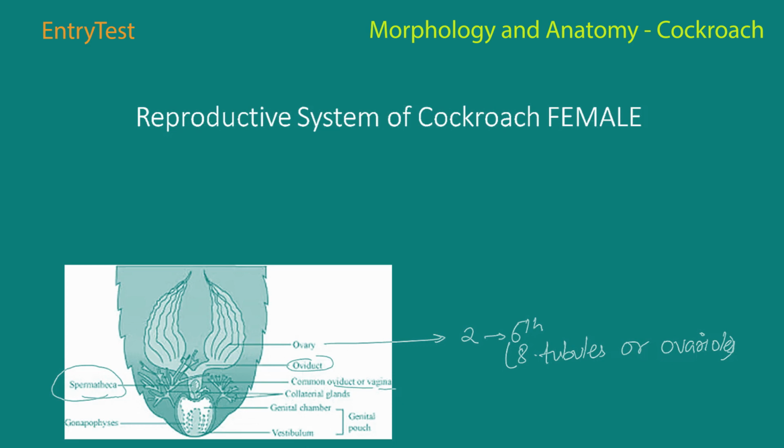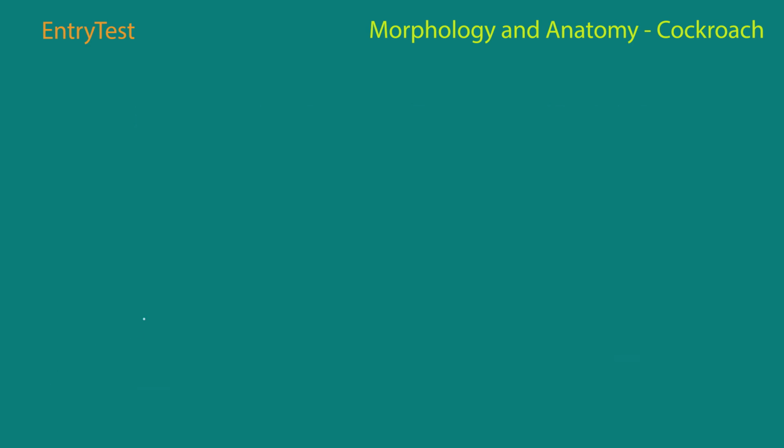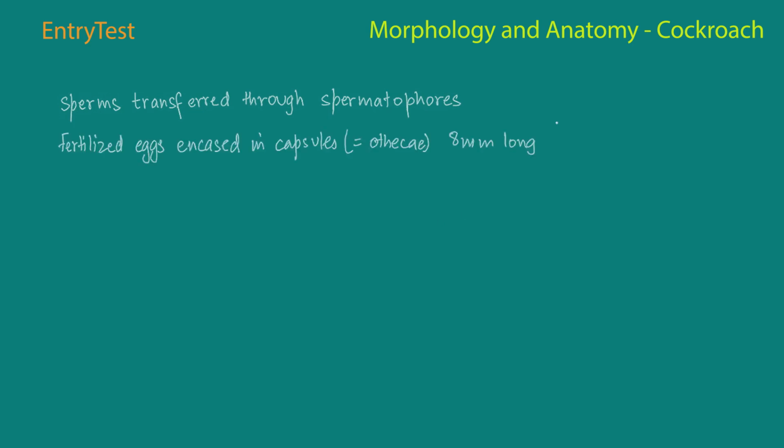So I'll explain the process, how it takes place step by step over here. So I hope you remember that we talked about sperms being present in the form of bundles in spermatophores. So the sperms are transferred through these spermatophores. The next thing is that after the fertilization, the fertilized eggs, they're encased in a capsule known as oothecae, and these are about 8 millimeters long.